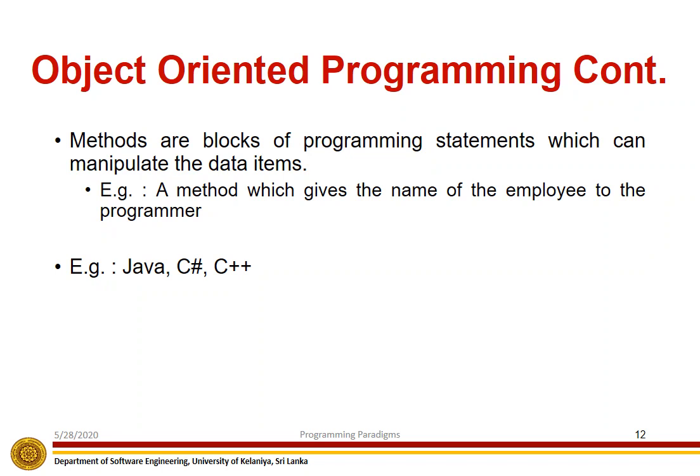This paradigm can handle almost all kinds of real-life problems in today's scenario, and it gives the advantages of data security, inheritance, code reusability, flexibility, and abstraction. You will learn more about object-oriented programming in future. Examples of programming languages for this paradigm are Java, C#, C++, and many more. The first object-oriented programming language is Simula.